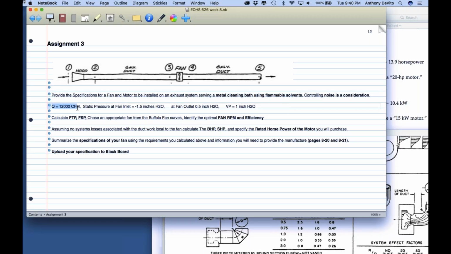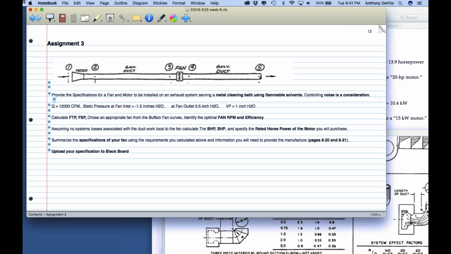You have to move 12,000 cubic feet per minute of air. The static pressure at the fan inlet has to be minus 1.5 inches. At the outlet it has to be 0.5 inch, and the velocity pressure is 1 inch. Right. So I didn't tell you the diameter of the duct, did I? I didn't because you don't need it, because I told you the velocity pressure. You could actually calculate it, because if you know the velocity pressure, you know what Q is. You can figure out from the velocity pressure what the velocity of the air is. So if you know Q and you know the velocity, you can figure out A, the cross-sectional area of the ductwork. But you don't have to. Nobody asked you for it.